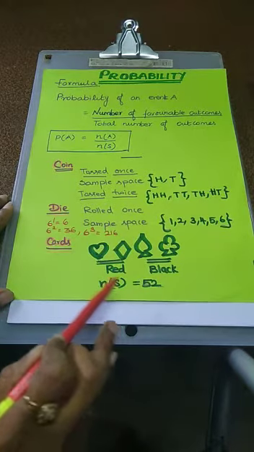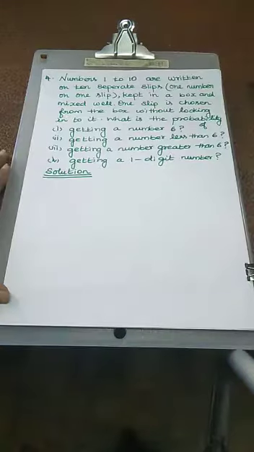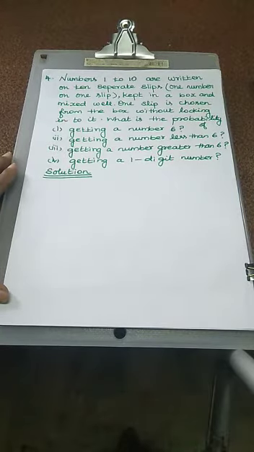Now we are going to discuss the exercise problem. Fourth problem: numbers 1 to 10 are written on 10 separate slips, one number on one slip, kept in a box and mixed well. One slip is chosen from the box without looking into it. What is the probability of getting a number 6, getting a number less than 6, getting a number greater than 6, getting a one-digit number? These are our questions. What is given?